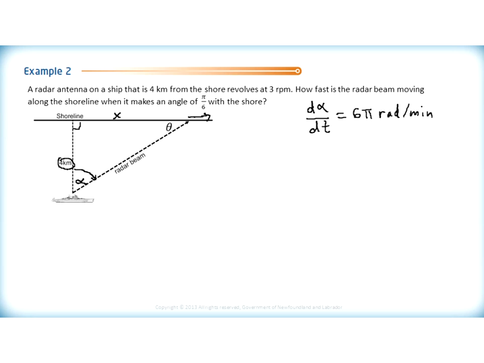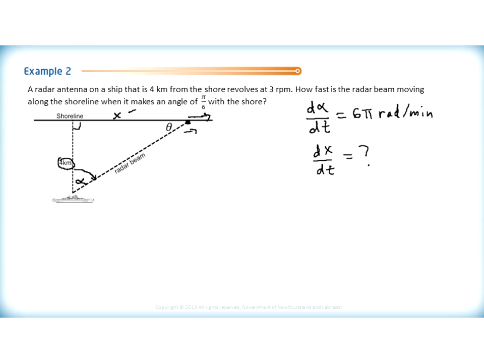So I guess what we're really interested in, to find out the rate at which this beam is moving along the shore, that's going to be the same as the rate at which x is expanding. So we're after dx over dt. That's our goal here. What's that going to be? All right. So it's probably going to be in kilometers per minute by the look of the units that we have. So we need to get a relationship now between x and alpha.